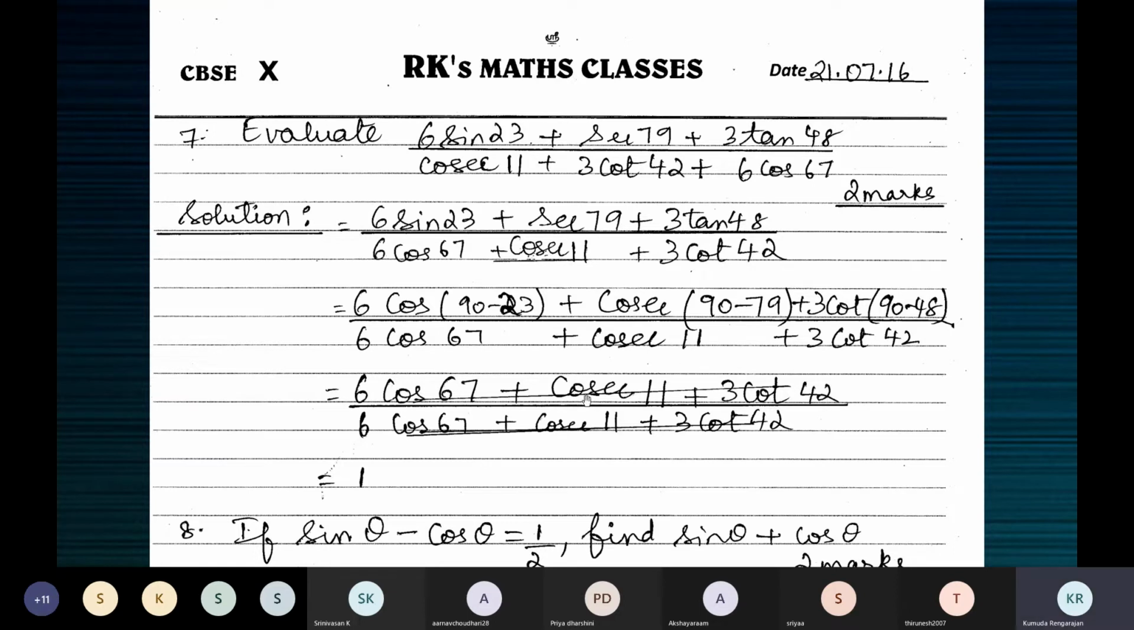Now you see that the terms in the denominator and the numerator are the same. See here, 6 cos 67, 6 cos 67. So the expression as a whole gets cancelled. We are not cancelling them individually. The entire expression in the numerator and denominator gets cancelled and the value is 1.